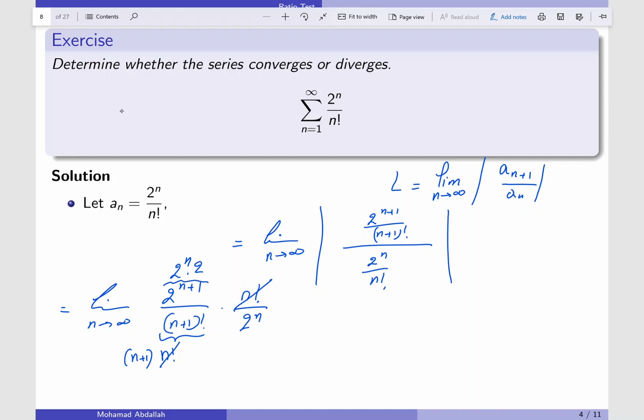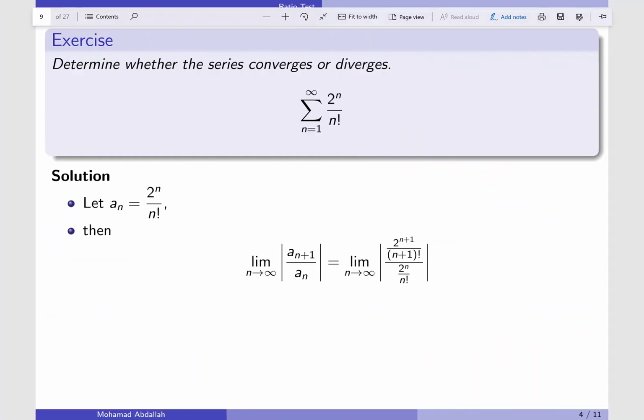So 2 to the n cancels with 2 to the n. So basically, I'm left with this easy limit, 2 on the top and n+1 on the bottom, which is 0. And according to the theorem, L is equal to 0. That means it's absolutely convergent. This falls under the first case.